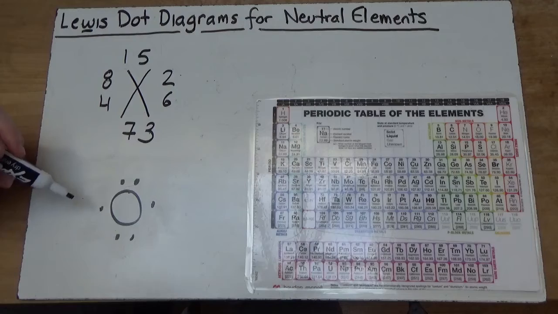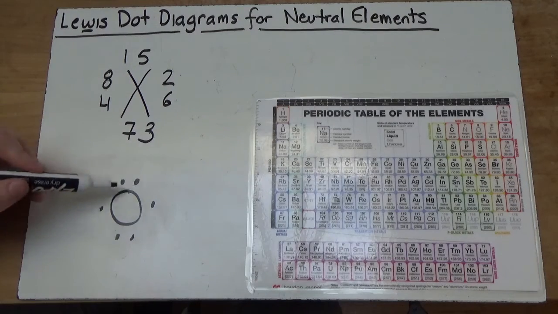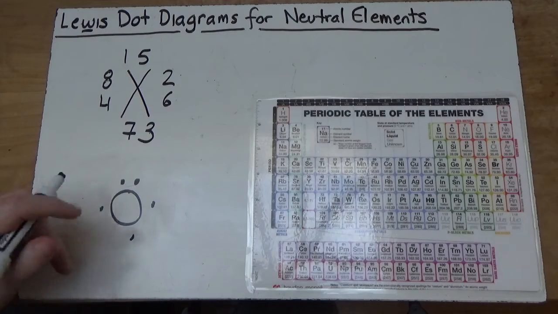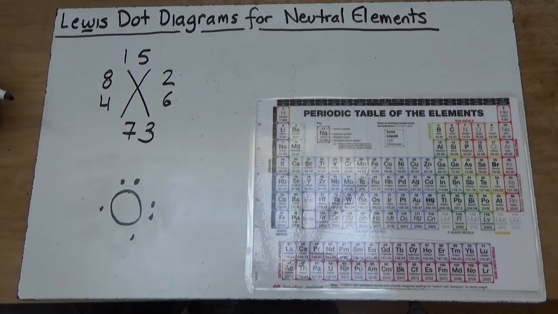Here, this is a depiction of oxygen. It has 6 valence electrons. This one has 6 valence electrons, but what's the issue? You're right. Oxygen should look like this.